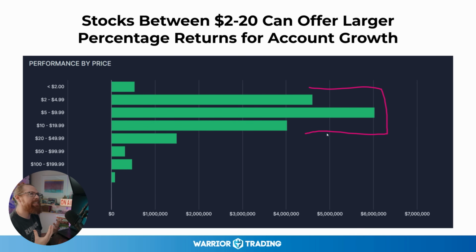Now, the reasoning here is that stocks between 2 and 20 offer larger percentage returns for account growth. And so if I'm trading in a $2,000 account, I could buy 1,000 shares of a stock at $2. If that stock goes from $2 to $2.50 or to $3, all of a sudden I could double my account potentially in one day, or at least grow it by 40 or 50%. You simply cannot do that trading stocks like Tesla, Nvidia, or any large cap company unless you're trading options.